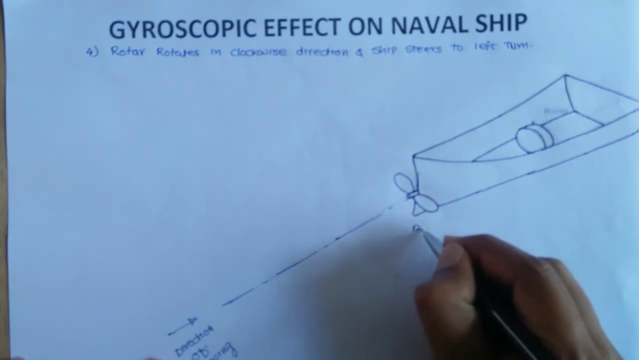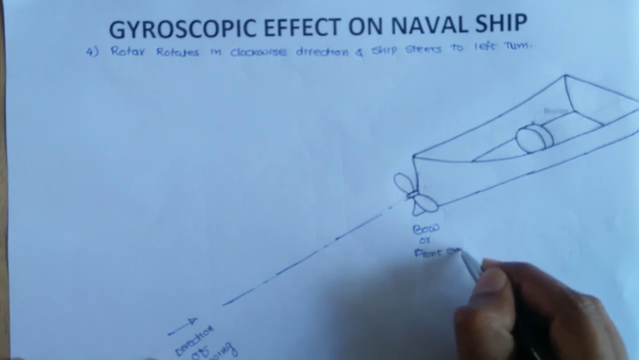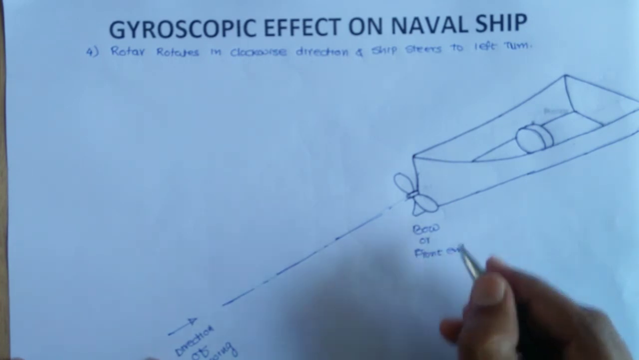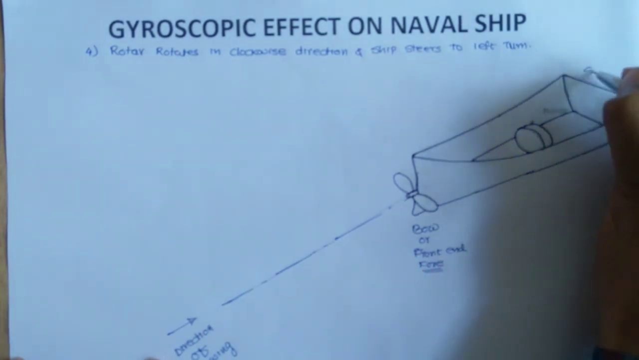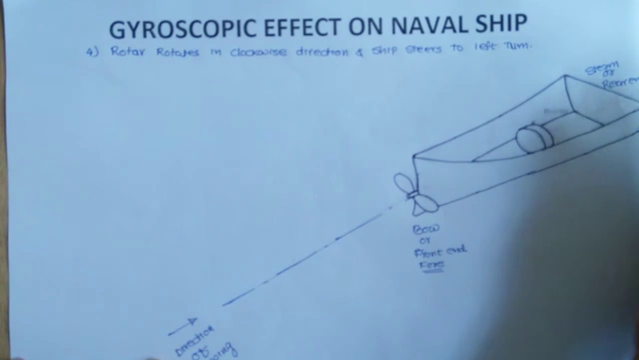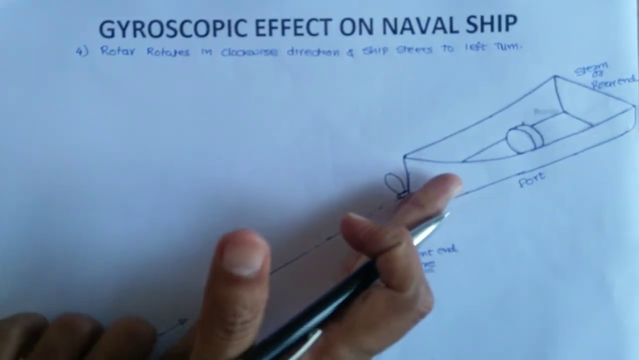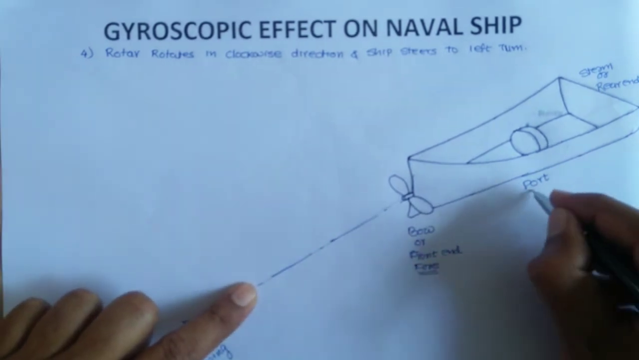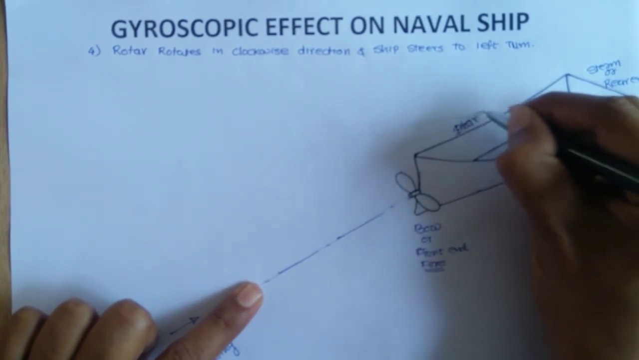This end is the bow, or front end, or fore end, and this will be the stern, or rear end. When we see from this end, the right hand side of the ship is known as port, and the left hand side of the ship is known as starboard.